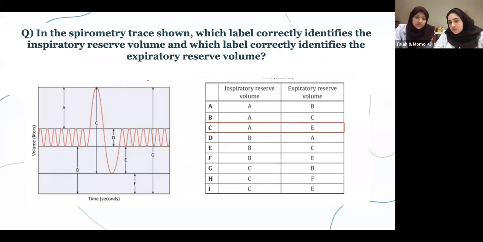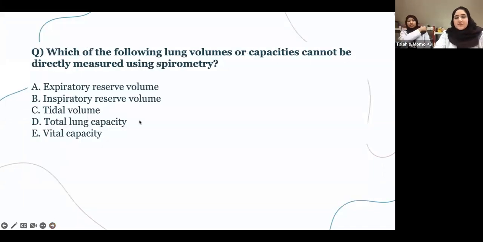Okay. I'm going to move on to the next one. Okay, so which of the following lung volumes or capacities cannot be directly measured using spirometry? Okay, great. That's good. So most of you guys are answering D. The correct answer, which is... wait.